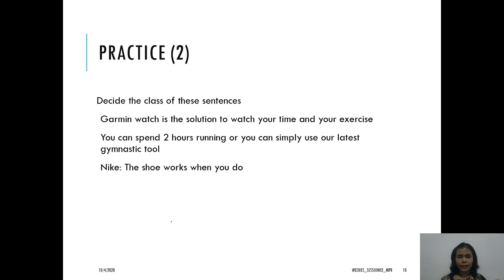Now we will have the practice. First of all, because we are talking about advertisements, I want you to decide the class of these sentences, whether they are simple, compound, complex, or compound complex. There are three over here. Garmin watch is the solution to watch your time and your exercise. You can spend 2 hours running, or you can simply use your latest gymnastic tool. Nike, the shoe works when you do. So these are the practice. I want you to decide whether each is simple, compound, complex, or compound complex.